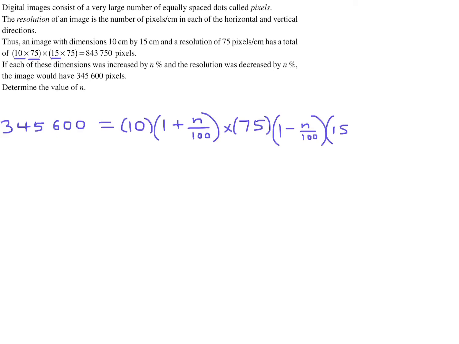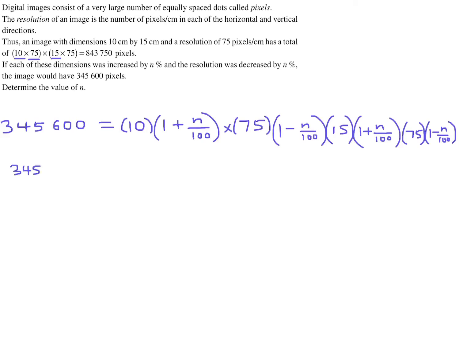15 centimeters, but we are increasing this time by n%, so it's 1 plus n over 100. And then finally, we've got 75 for the resolution that is decreased by n%. So 75 times 1 minus n over 100. So there you have it. That is your formula. And we have to now determine the value of n. So we basically just have to solve for n.